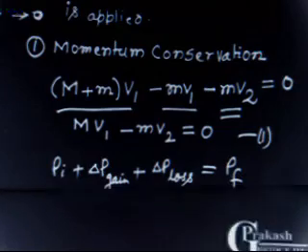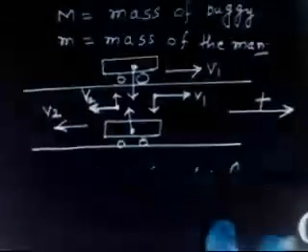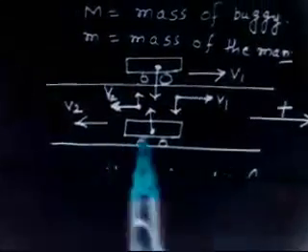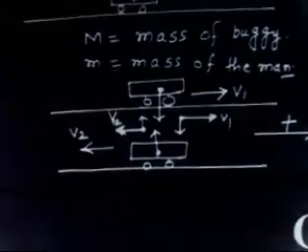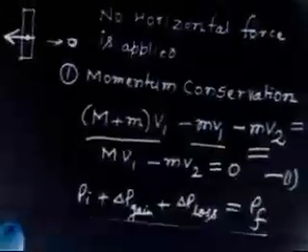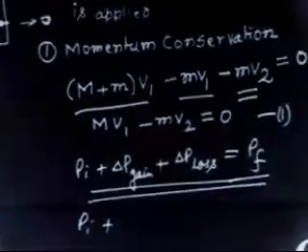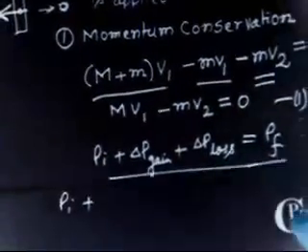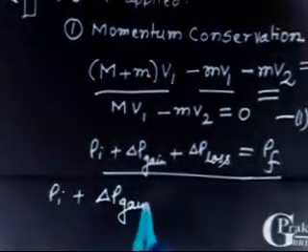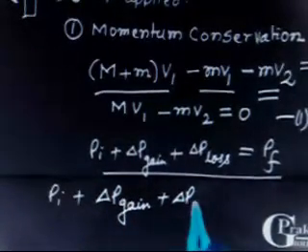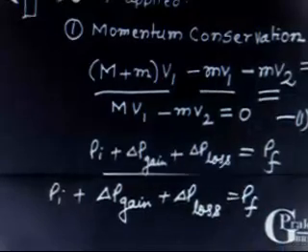Okay, I think some of you might have done this one, so let us discuss. Initially, this is moving in this direction with velocity v2, and so it will have initial momentum pi. So you see, I can use the same thing: pi plus delta p gain plus delta p loss equals p final.